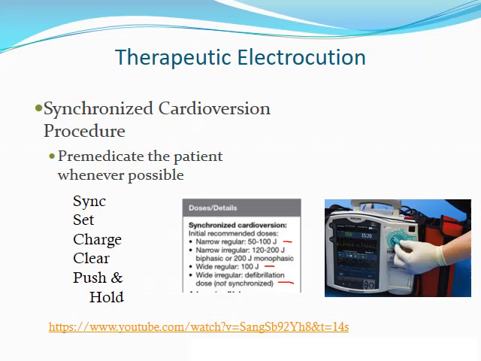So we're going to turn the sync on, set. We're going to charge our monitor. We're going to clear our patient, and we're going to push and hold the shock button. We push and hold the shock button so the computer synchronizes that electrical discharge on that R wave in hopes to slow this fast, unstable rhythm.